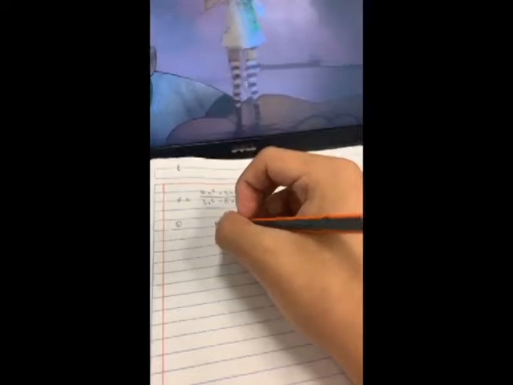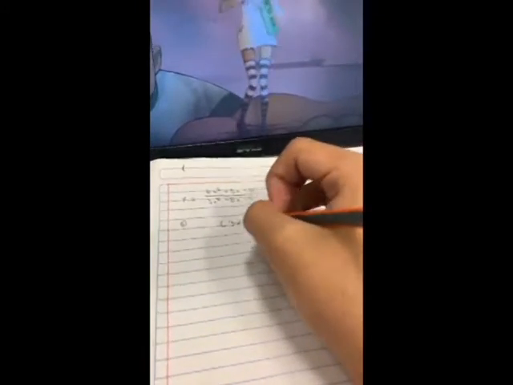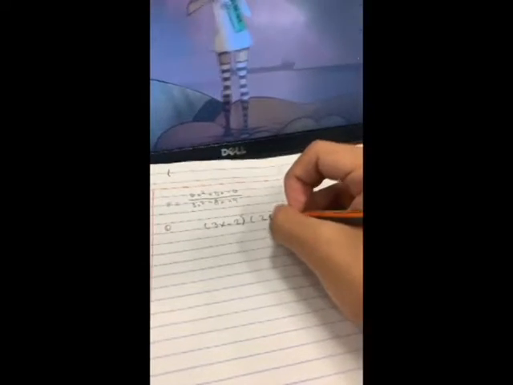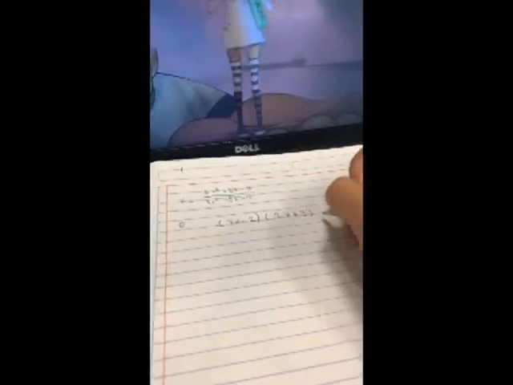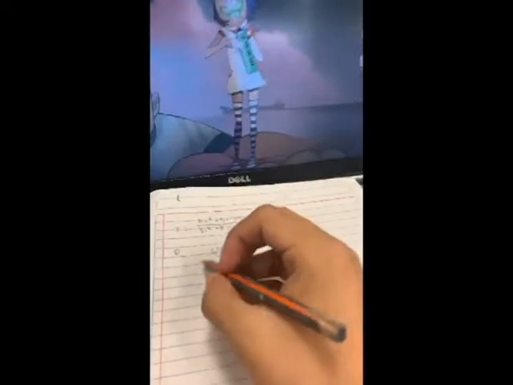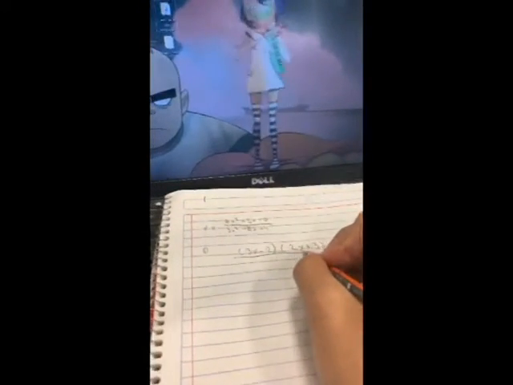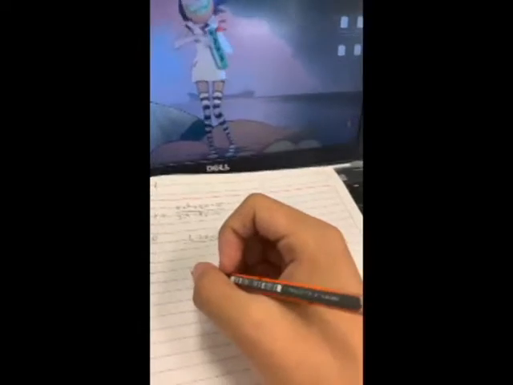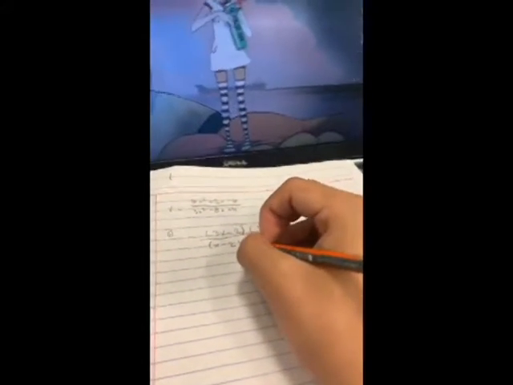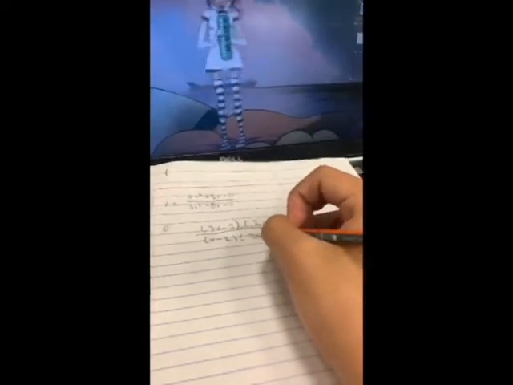So I'm going to start the first step, and I'm going to factorize this. The topmost equation is going to be 3x minus 2 times 2x plus 3, and that's going to give us this equation. And the equation of the bottom is going to be x minus 2 times 3x minus 2.